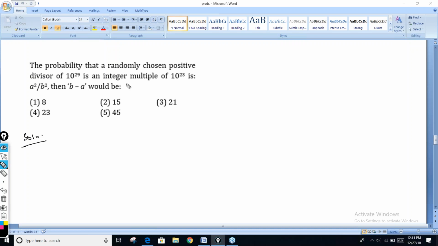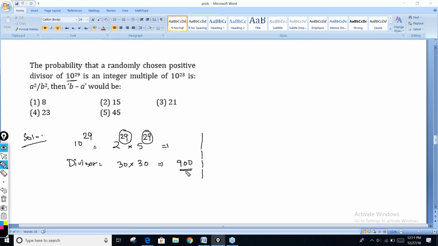Now the question says the probability that a randomly chosen positive integer, a positive divisor of 10 raised to power 29. Now can you tell me how many positive divisors are there? This question is mixed with numbers, so I'm sure you know how to find the positive divisors. If you factorize 10 raised to power 29, it is 2 raised to power 29 times 5 raised to power 29. For finding the divisors, we multiply the powers after adding 1 to each power, because we take 2 raised to power 0 also into picture. So how many choices? 30 choices. How many choices? 30 choices. So total 900 divisors are there.